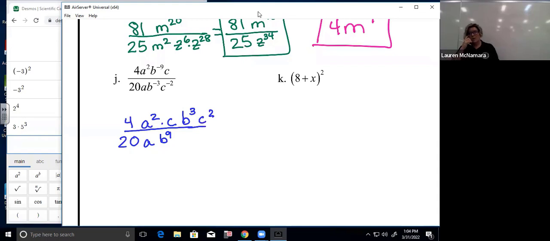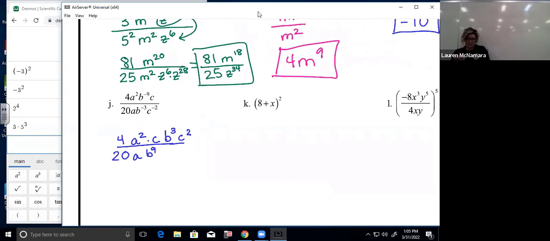So let's just talk about what I did right here. I took A squared, stayed there. B to the negative 9, it went down. Okay, so it went to the denominator because that's the reciprocal. C stayed where it was because it's positive. 20 stayed where it was. A stayed where it is. This B to the negative 3 went up, and this C to the negative 2 went up.